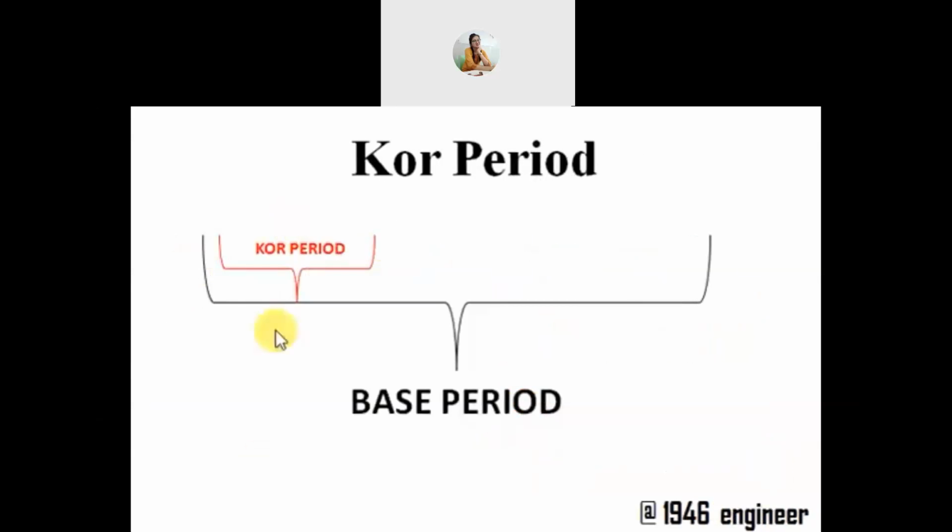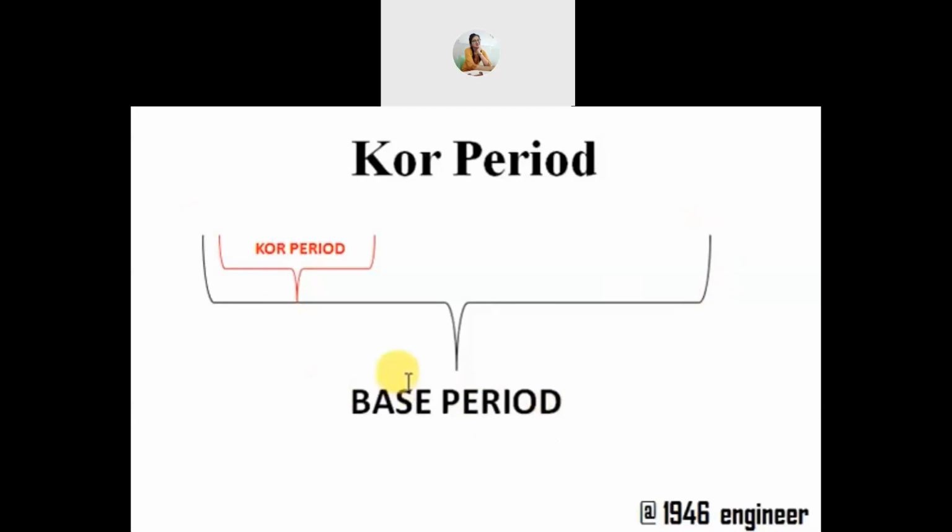And the period within the base period in which core watering is done is known as core period. And I think you know about base period. Base period is nothing but the period between the first watering done to the crop and the last watering done to the crop. Such period is known as base period.